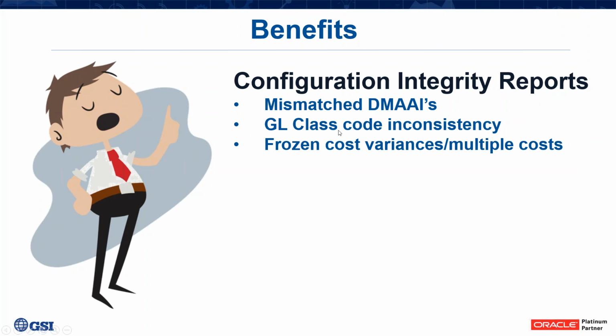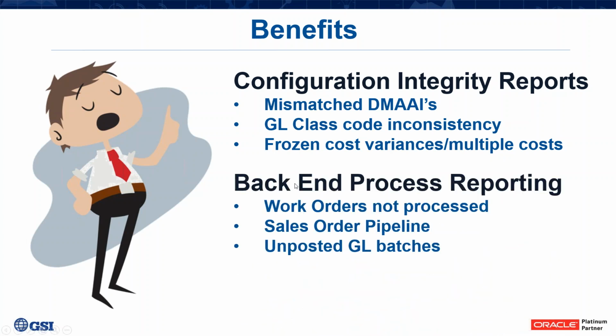We also have an inconsistency report for your geo class code. Have they been updated in all the right places? We have our own version of the frozen costs and multiple cost reports that are available to you right out of the box. So it's all point and click, so you can see where all the problems are coming from.